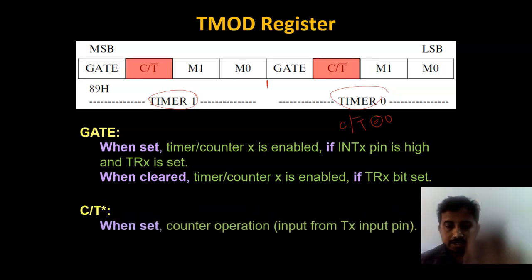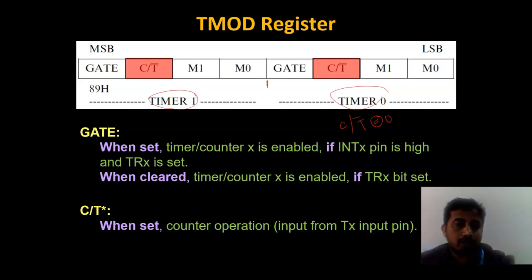So if these particular bits are 1 or 0, remember that these can be configured. Timer 0 can be configured as a counter. Timer 1 can be configured as a timer. Or both can be used as counters, or both can be used as timers. Any combination you can do. But you need to specify the bit for this.